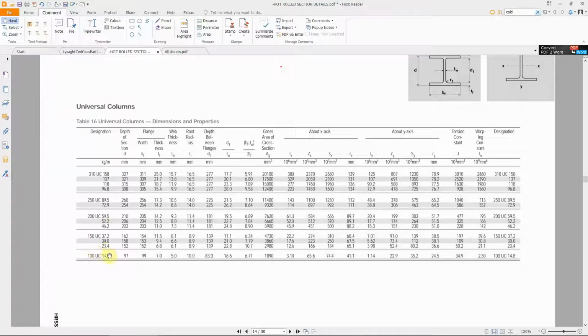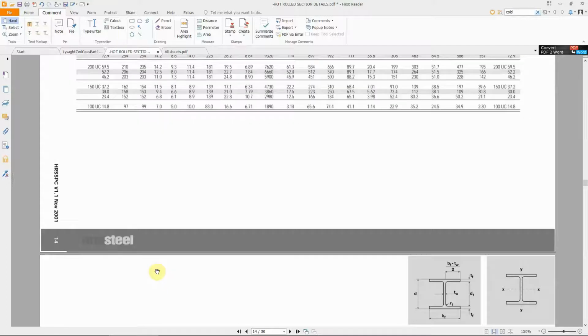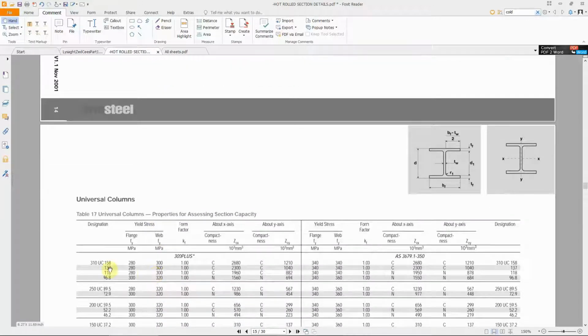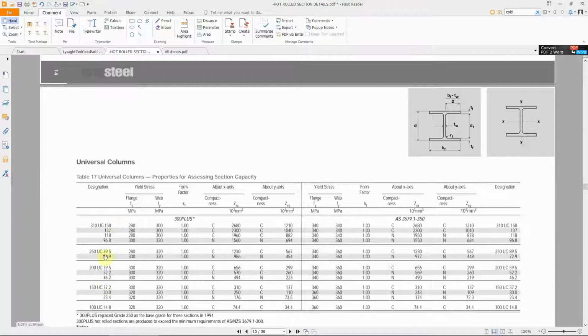Even for example here, 100 UC 15 doesn't have to be 14.8, 15. That's normal. Or 14. That's fine. It's only one member. As we agreed, the same thing will apply for universal columns.